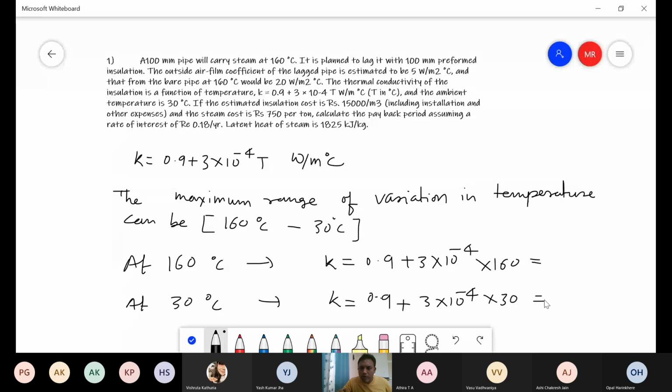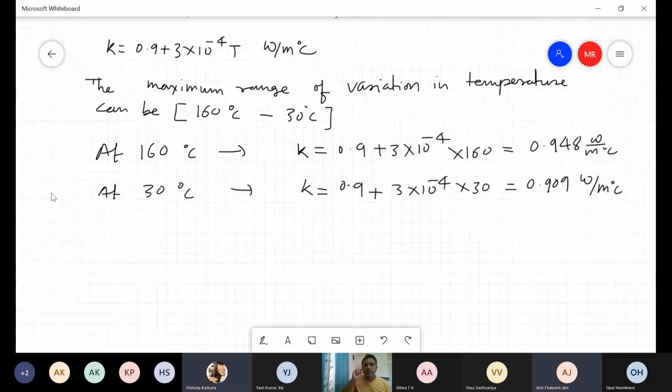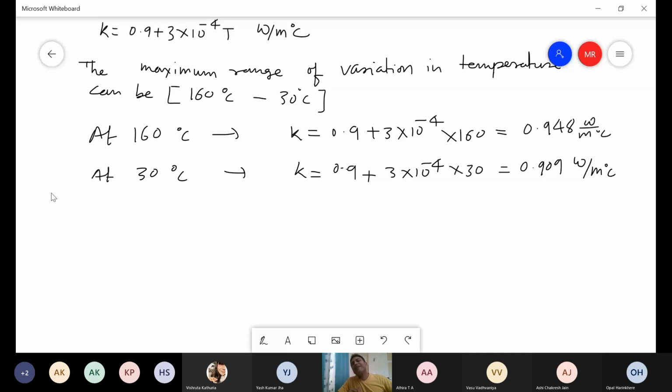So what are the values corresponding to 160 and 30? Anybody? So this comes around 0.948 watt per meter degree Celsius, and this comes around 0.909 watt per meter per degree Celsius. Correct? Are you all getting the same value? Yes, sir. So now based on these values, what can we conclude?